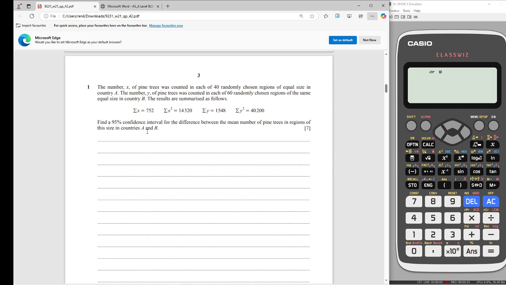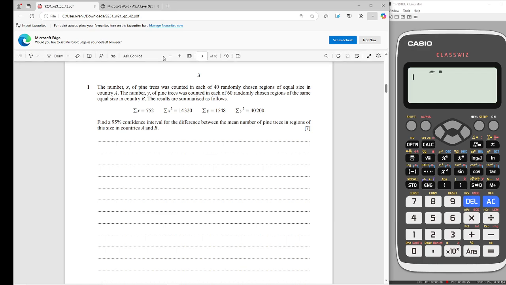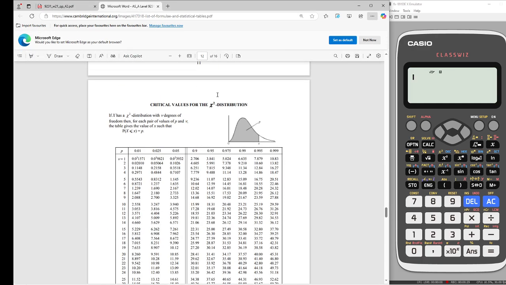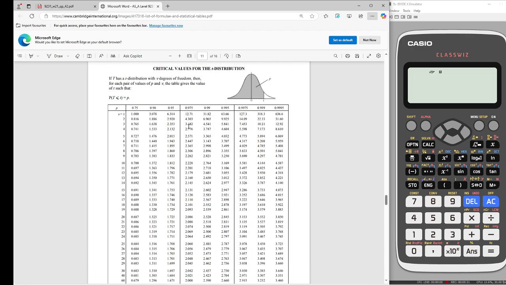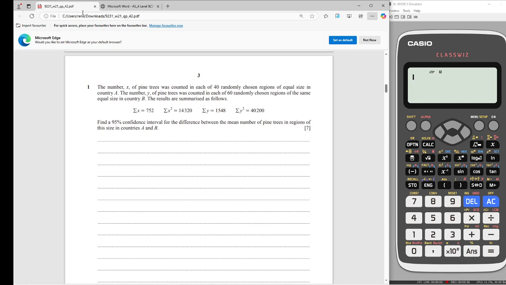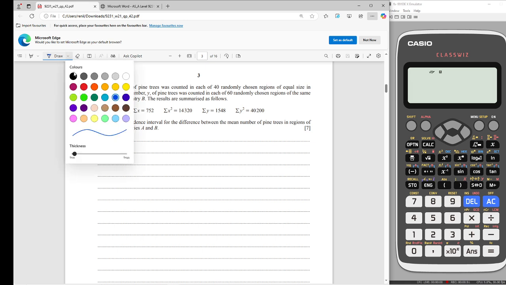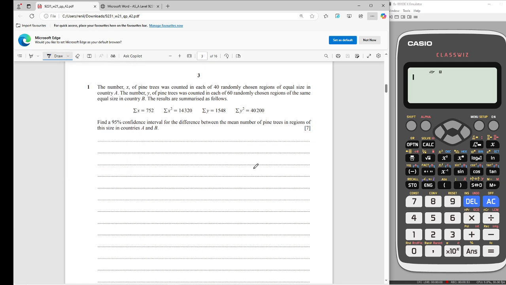A 95% confidence interval for the difference between, okay, so let's go over here. This is what we would need. This time it's a large sample, fine. So let's find the 95% confidence interval for this. To do this, firstly you need to find the s² of x and s² of y. So let's solve for both.